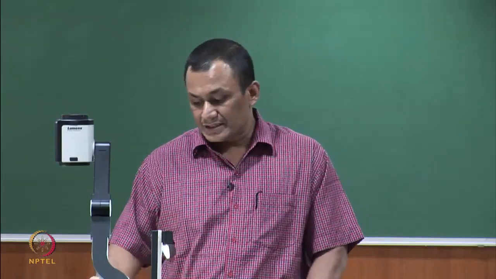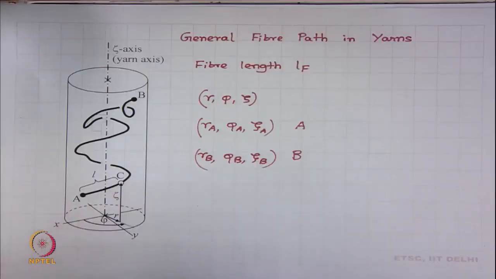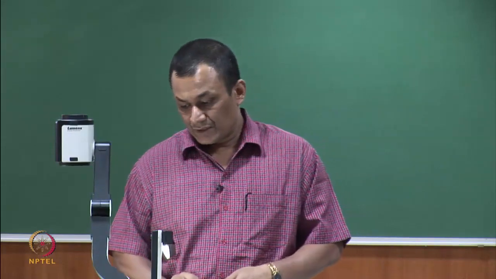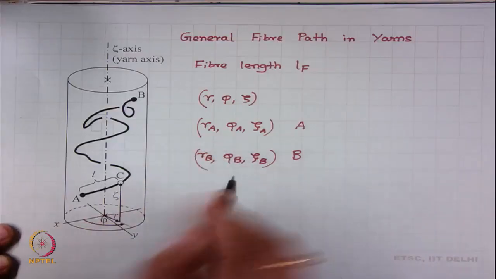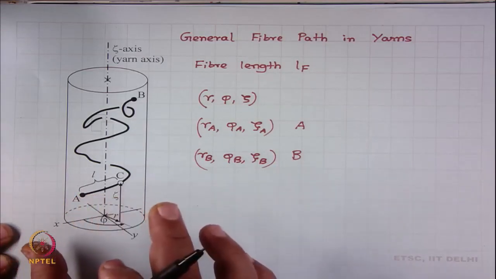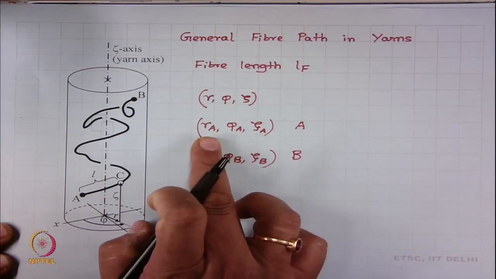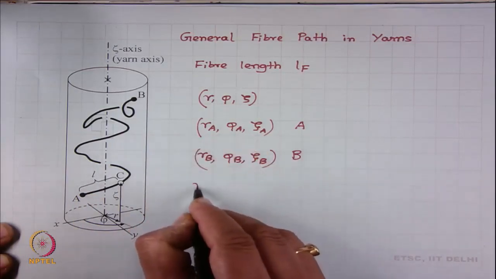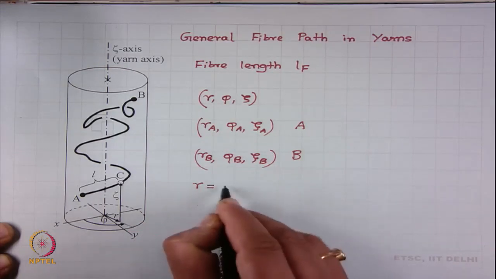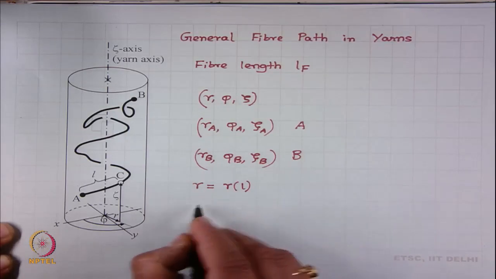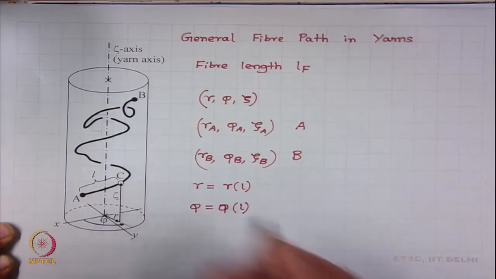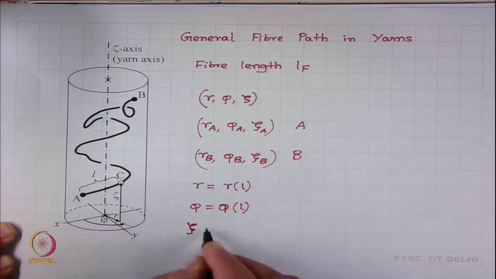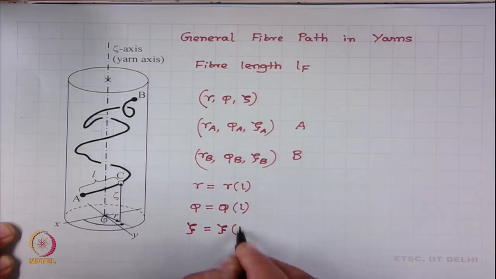Let us think that the distance between A to C is L. So, L is a length along the yarn body. This length L is always increasing. So, r is basically a function of length. Similarly, phi is also a function of length, and zeta is also a function of length.